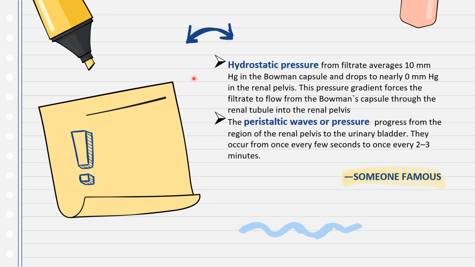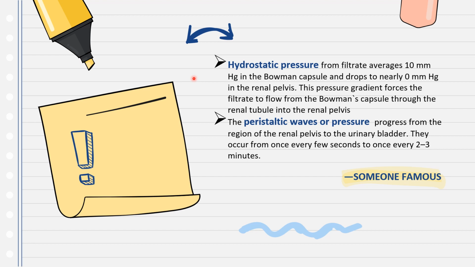Next is hydrostatic pressure. Filtrate pressure averages 10 mm of mercury in the Bowman's capsule and drops to nearly 0 mm of mercury in the renal pelvis. This pressure gradient forces the filtrate to flow from the Bowman's capsule through the renal tubule into the renal pelvis.